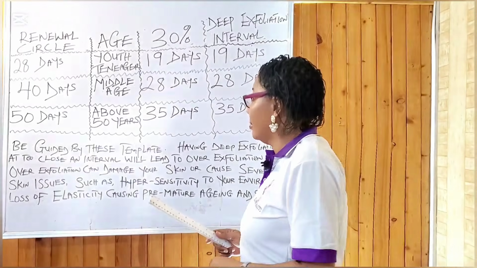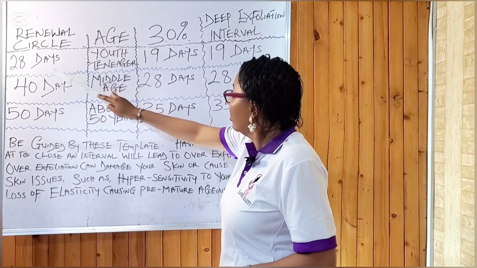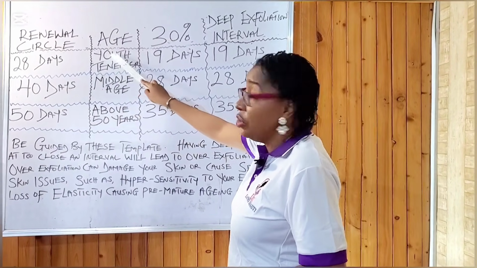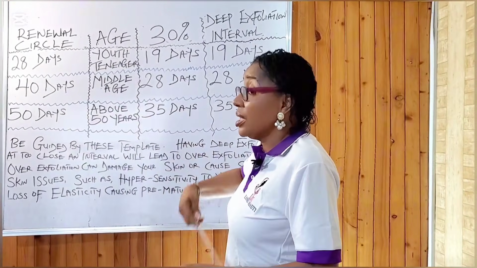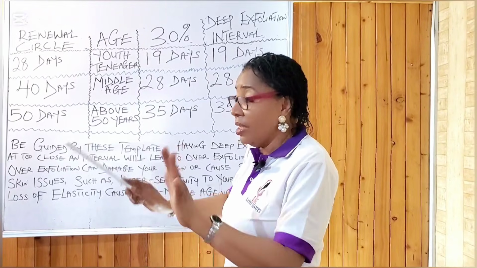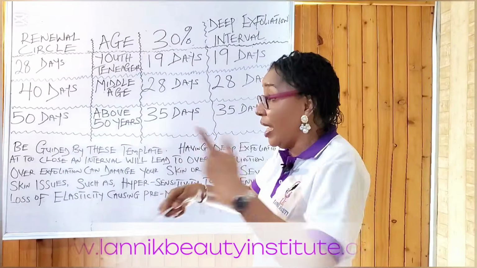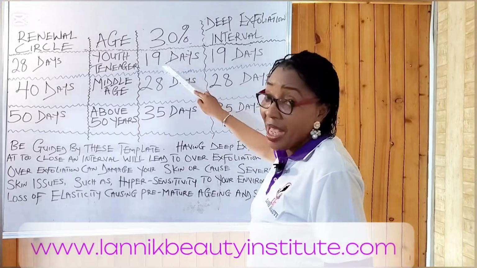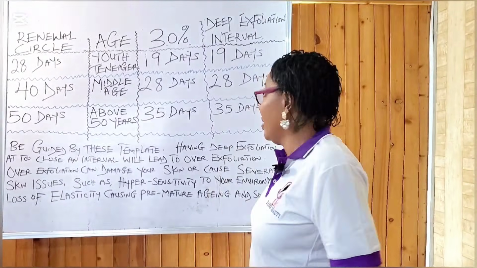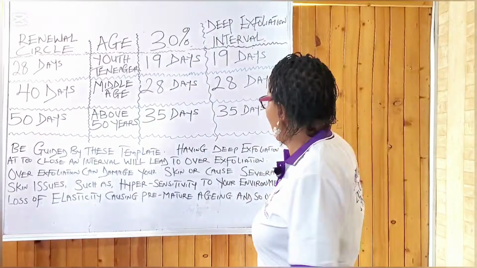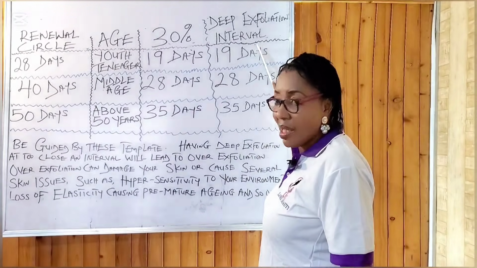With that in mind, let's assume that you are 28 years old, that you are a youth. You will renew skin cells naturally in 28 days. Meaning that your 30% gain will speed it up to 19 days. So your next deep exfoliation will not be necessary until another 19 days or later.